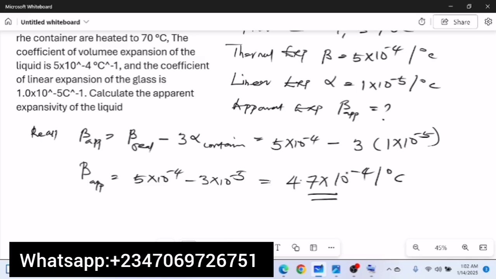Alright guys, so the video is becoming too long. I'll pause the video here, and in the next video we are going to be looking at more examples on the thermal expansion in liquid.